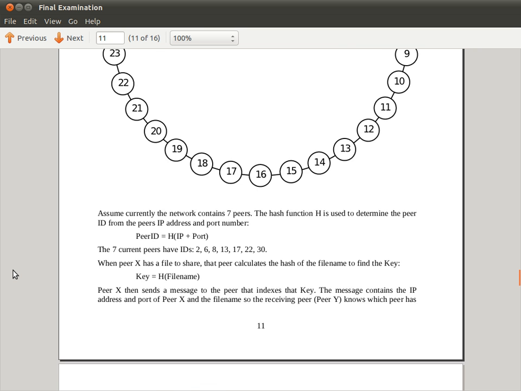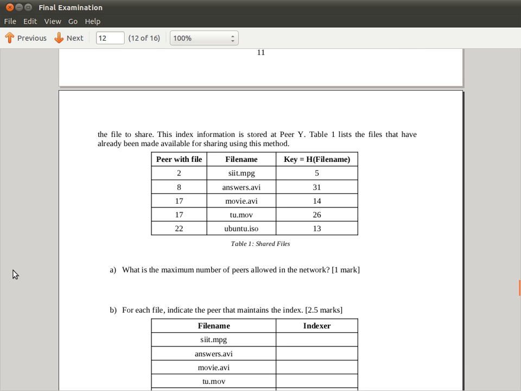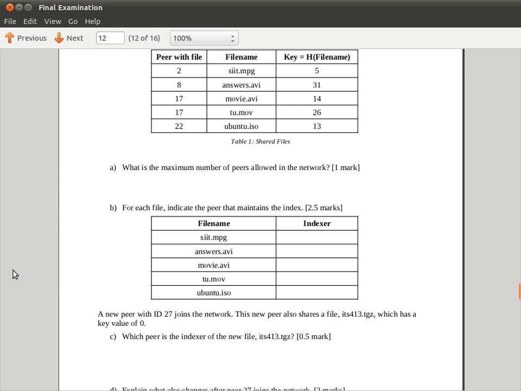Just to show you the types of questions, it gives you some setup about which peers exist. We did it slightly different 2 years ago, but same approach. There are some peers in there or some hashes of file names or files, which nodes exist. So it gives you a set of keys, and asks you where are they stored. You don't have this exam, this is 2 years ago.